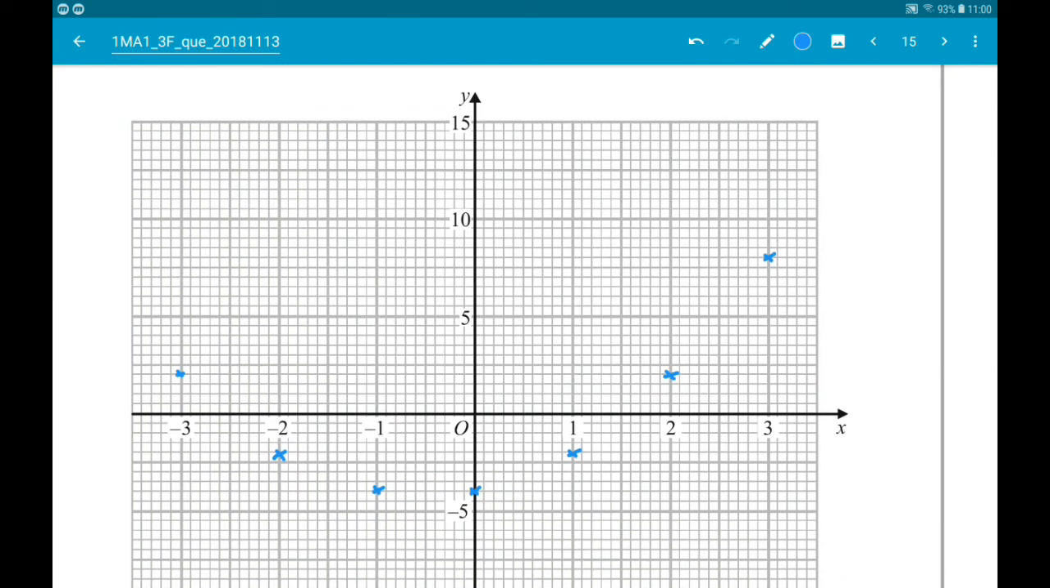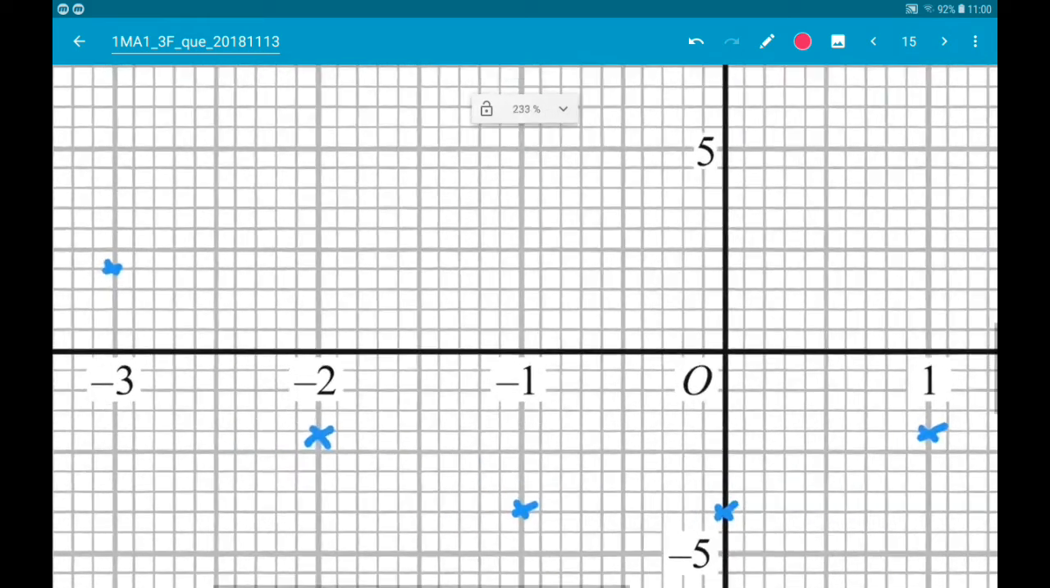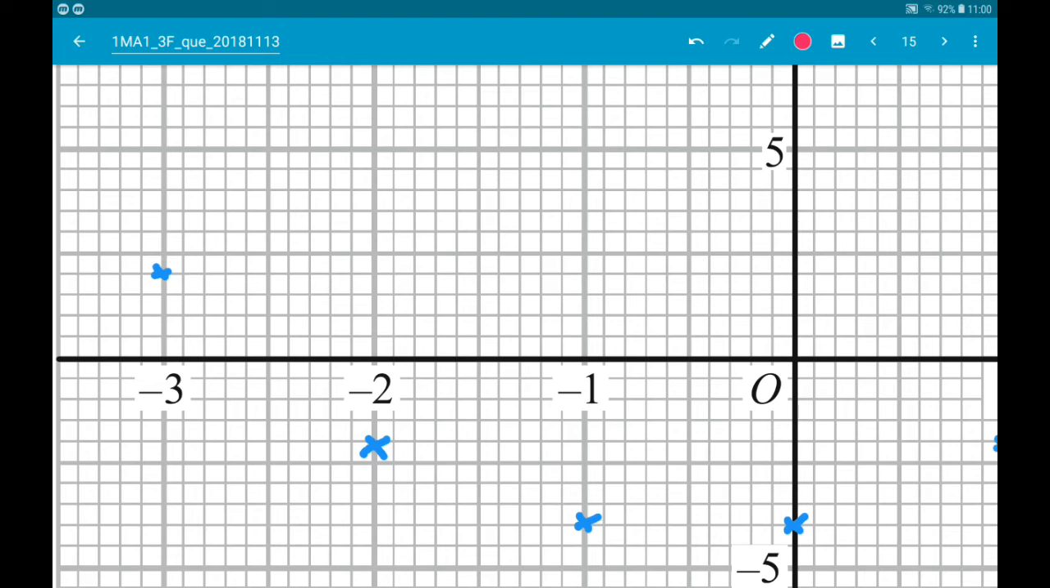So that is how our points should look. Now, we need to join these up. Now it's quadratic, so it's a curve. So don't use a ruler. Try doing it freehand. So this probably isn't going to go very well. We'll have a go.